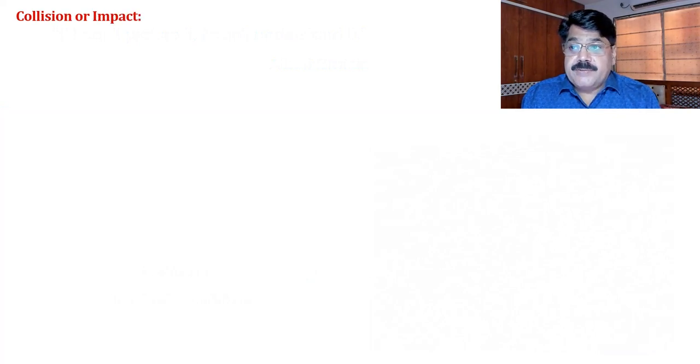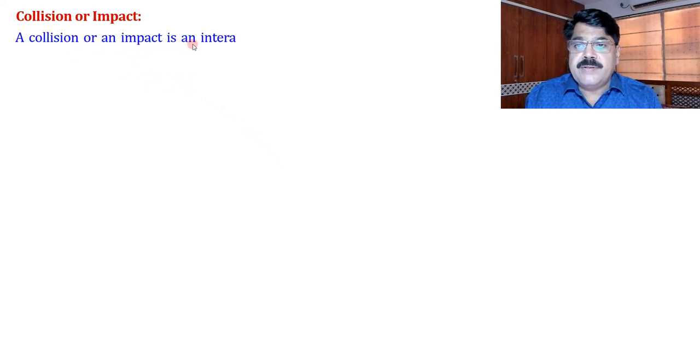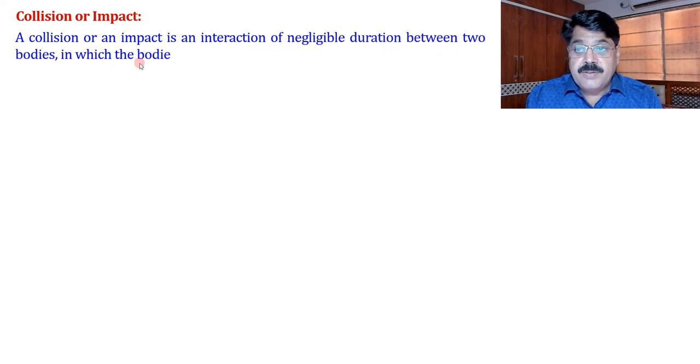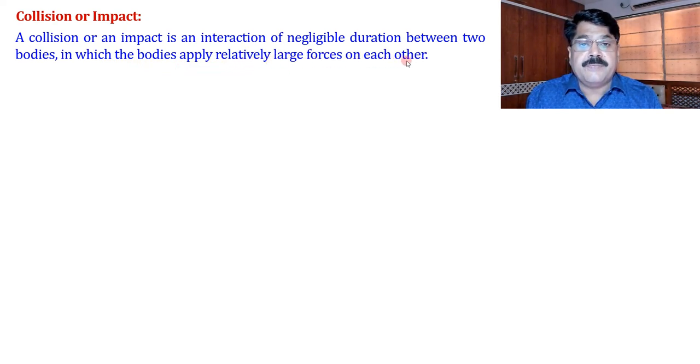Collision or impact. Another name of collision is impact. What is collision? Let us see. A collision or an impact is an interaction of negligible duration between two bodies in which the bodies apply relatively large forces on each other. Here two things are very important: negligible duration and large forces.